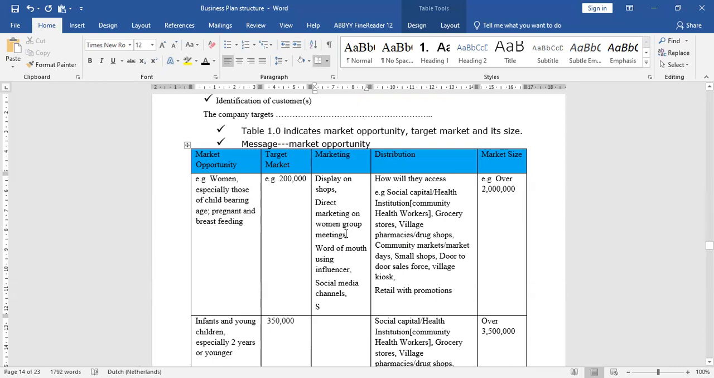Marketing is really about attracting attention, interest, making them buy and keeping them. So that is the marketing process. Distribution is how will they access.